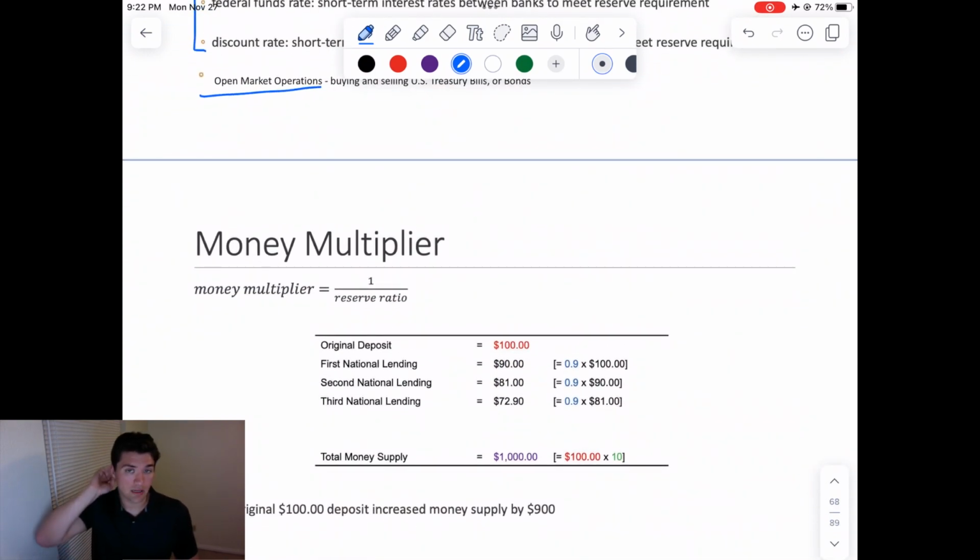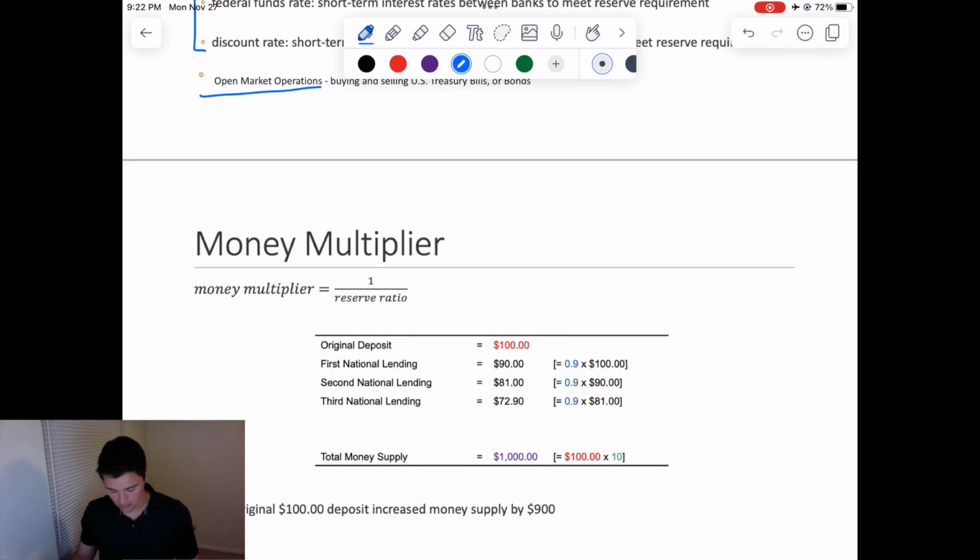We also have the money multiplier. So basically what happens here is because we have a deposit or because we are changing the amount of reserves in the system, this changes the amount of money in the system. So the money multiplier is multiplying money.